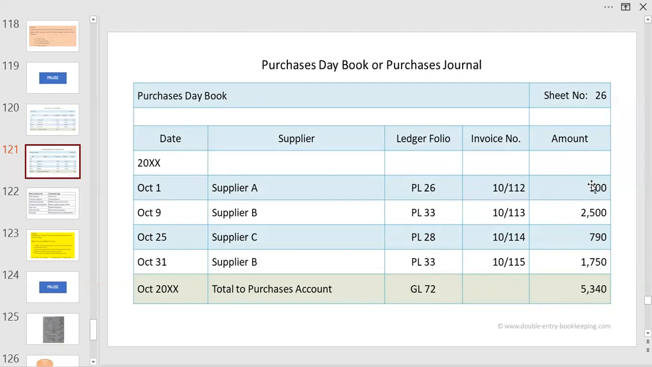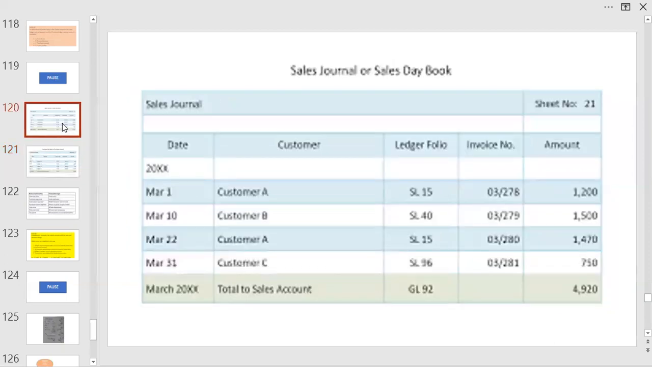Now, having said that, the same way it will be for the sales ledger also. Sales day book also, it will be the same thing. Now, there is a thing called contra. What is this contra about?